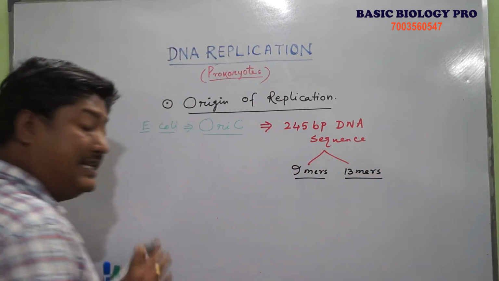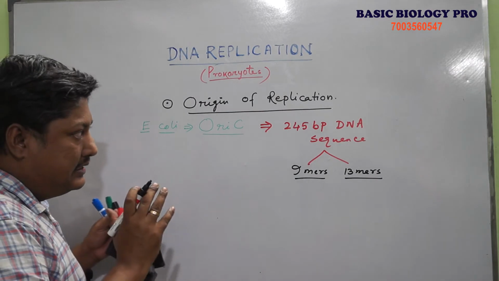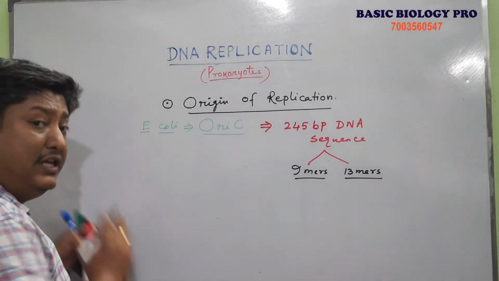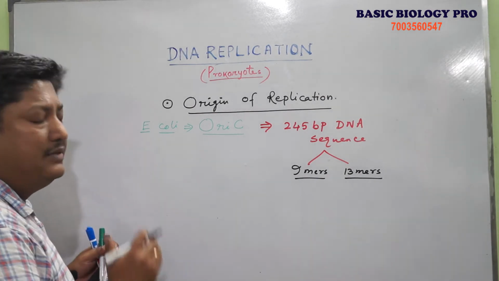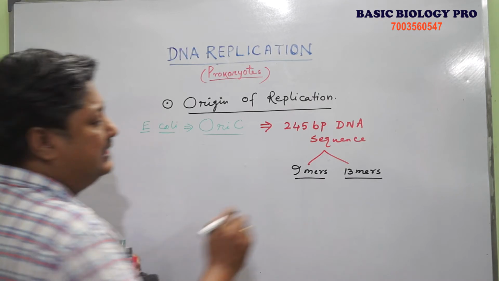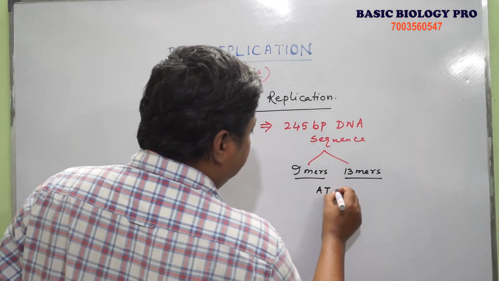These two consensus regions are significantly present in OriC of E. coli, and are highly conserved in that species. And those 9-mers or 13-mers are AT-rich sequences.